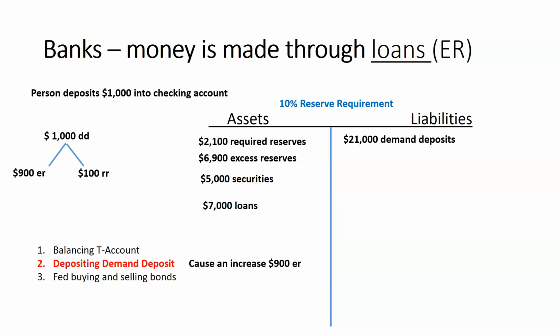When you have somebody deposit $1,000 into the checking account, this causes an increase of 900 into the excess reserves. In the next one, we're going to look at the impact of when the Fed deposits money into the bank and how much that changes the excess reserves.